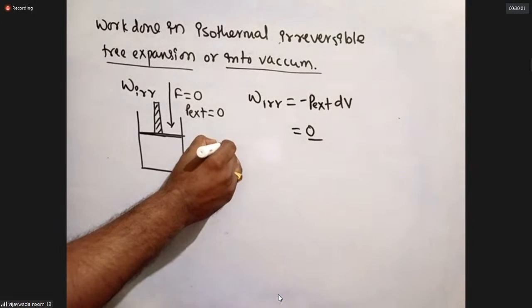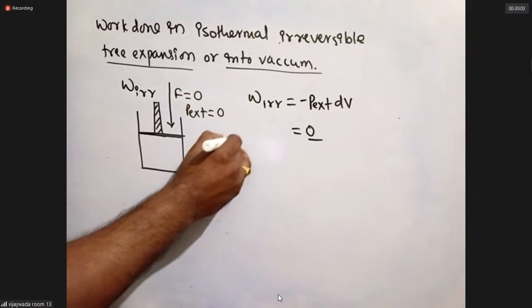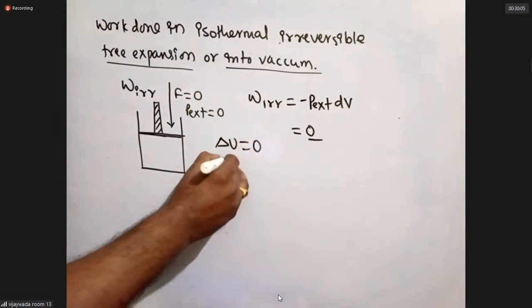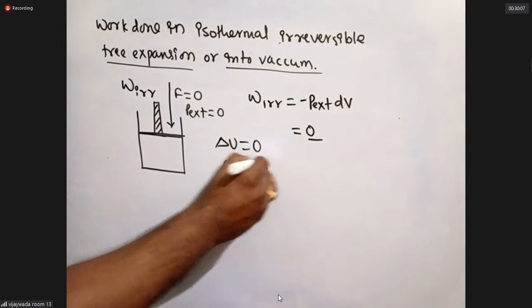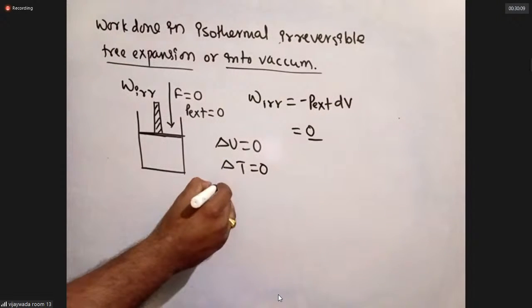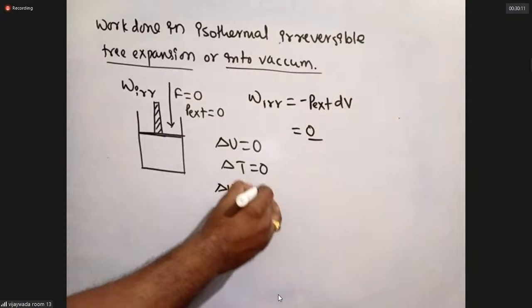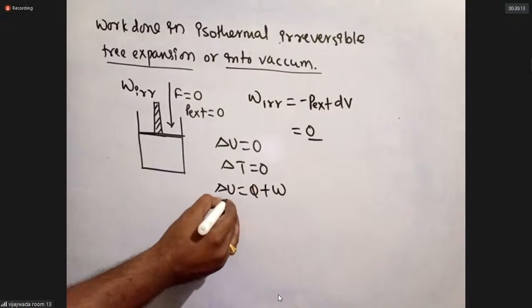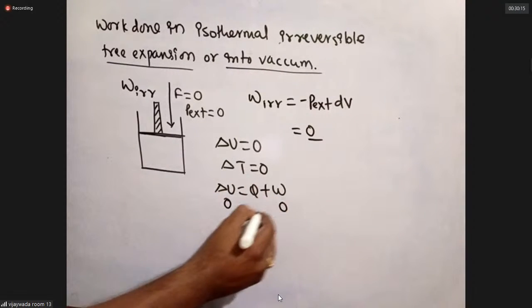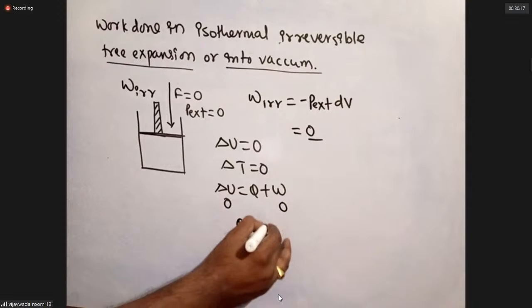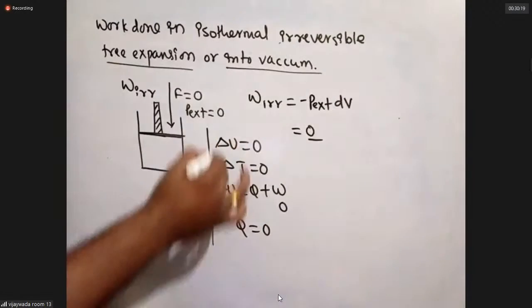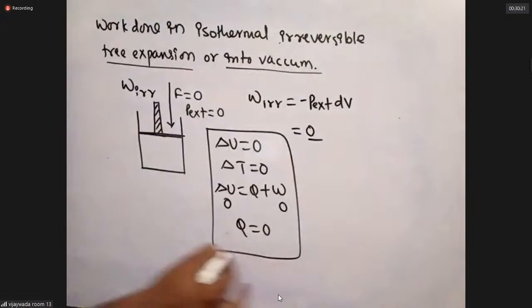And by the first law of thermodynamics, in an isothermal process, delta U is 0, delta T is 0. Now the first law of thermodynamics: delta U equals Q plus W. It is 0, W also 0, so Q also 0. Students, in vacuum or free expansion, everything is 0. Delta U 0, delta T 0, work done 0, Q equal to 0.